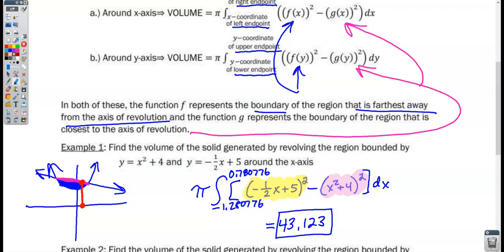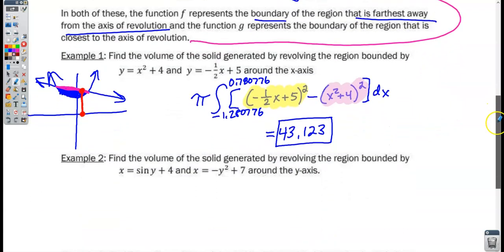This is video 2 on section 8.11 of AP Calculus, volume with the washer method, with respect to the x and y axis. So we're going to go ahead and do a couple more examples here. Let's look at example 2.